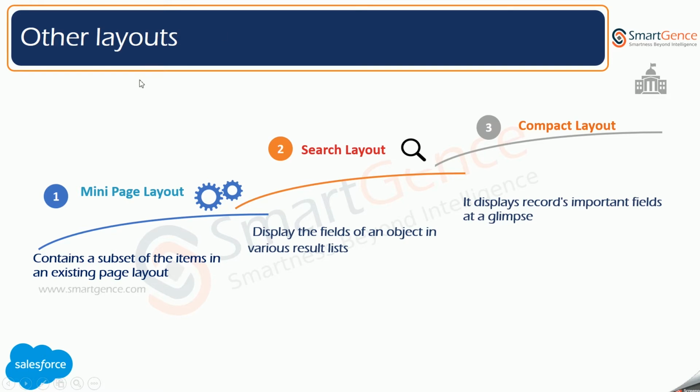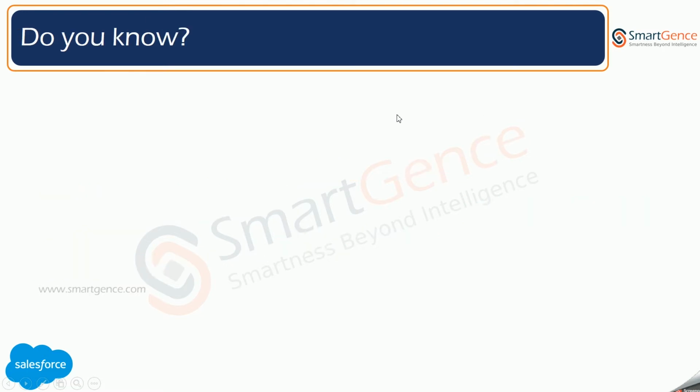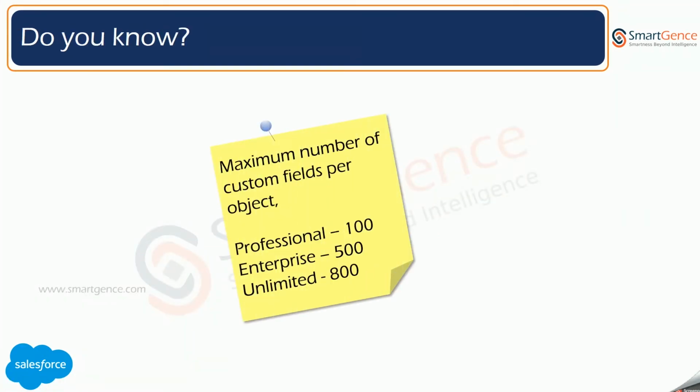Similarly, there will be a highlight pane. Usually it will be just the name of that record. But we can also customize that particular highlight pane to include a few more fields to be shown. So yeah, we'll see a demo session, but before that, a quick fact.